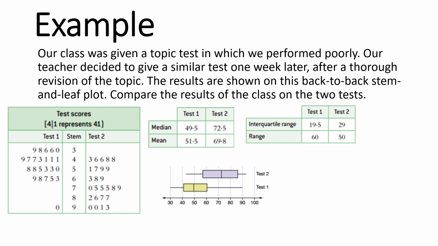Test 2 is negatively skewed as more scores are at the higher end, and this is indicated by the median being greater than the mean. I'll just say that again. Test 2 is negatively skewed as more scores are at the higher end, and this is indicated by the median being greater than the mean.